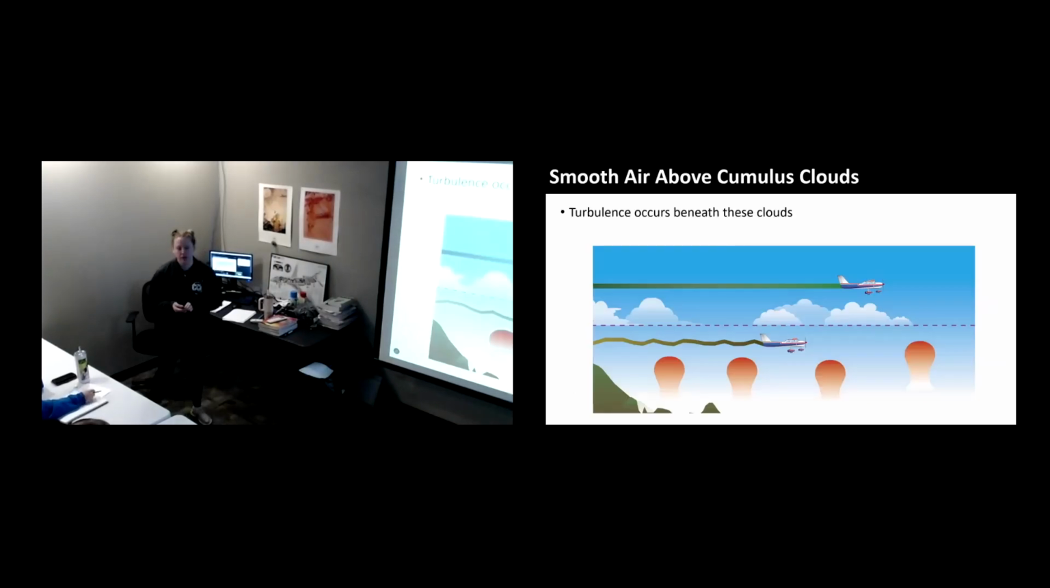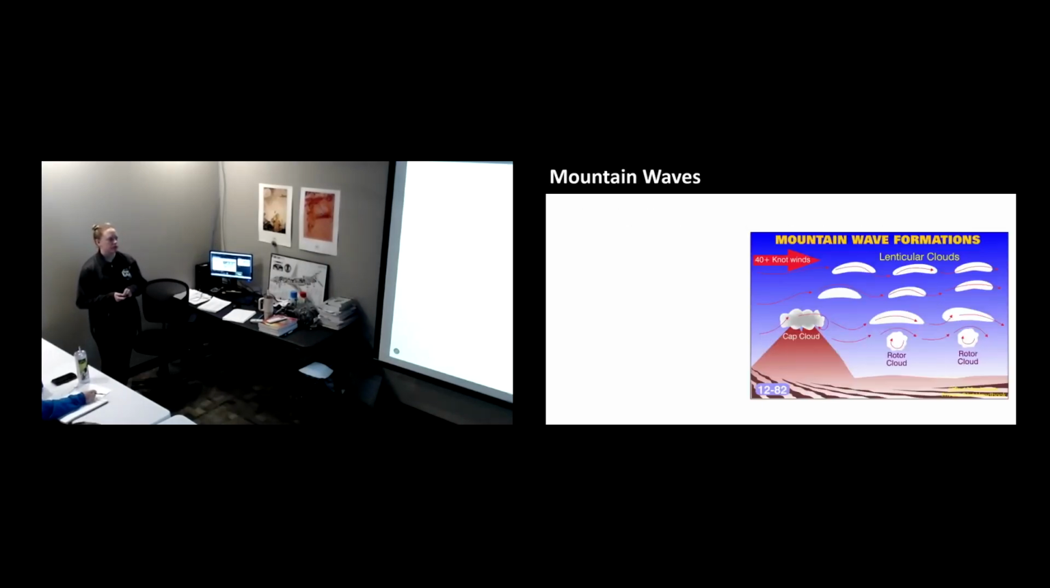Smooth air above cumulus clouds. Turbulence occurs beneath the clouds. It should be smooth above. Doesn't mean you can always get above the clouds, right? Doesn't mean it's always smart to be above the clouds. Why wouldn't we want to be above clouds? Because when your engine dies, you can't see all your options of places to go, right? You don't want to get stuck on top of a layer and not be able to get down.